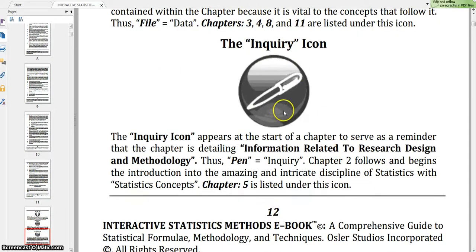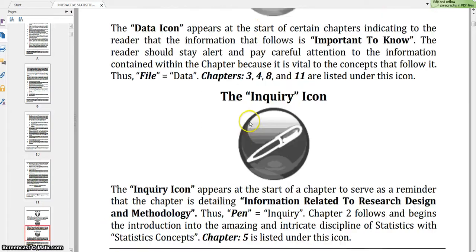Lastly, the inquiry icon, and we use a pen for note-taking or writing, and it's really regarding information that's related to research design and research methodology. So the pen instead of a question mark, we use that because typically you can write notes when it comes to asking questions and inquiry. All right, and chapter 5 is the only chapter in this book that uses those icons.